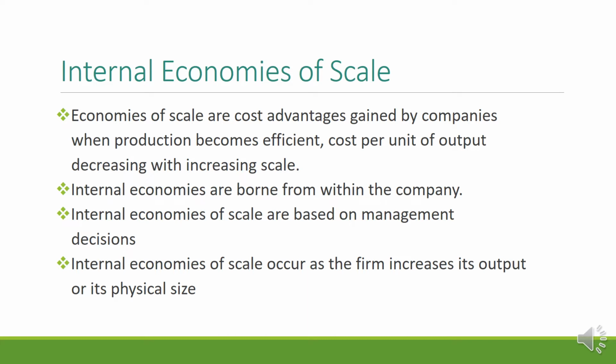Internal economies of scale are the cost advantages gained by companies when production becomes efficient. We already know that if production becomes efficient, the company will get increasing returns to scale. So internal economies of scale occur because of increasing returns to scale. If a firm's productivity is very high, average cost will fall, isn't it? In the same way, because of that efficiency in production, the long run average cost curve is falling. That is considered internal economies of scale, or the cost per unit of output decreasing with an increasing scale.